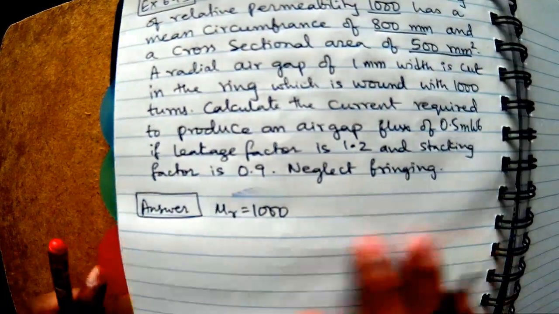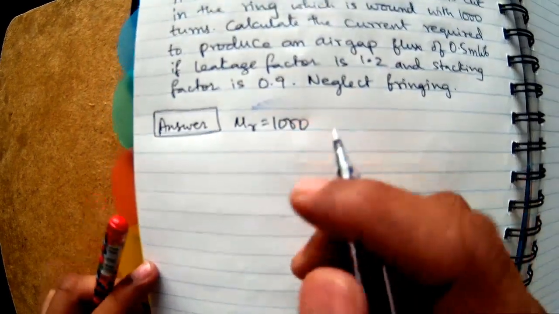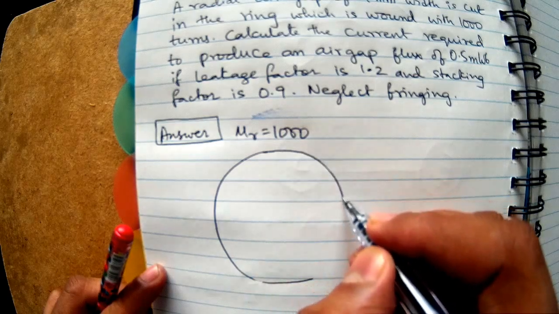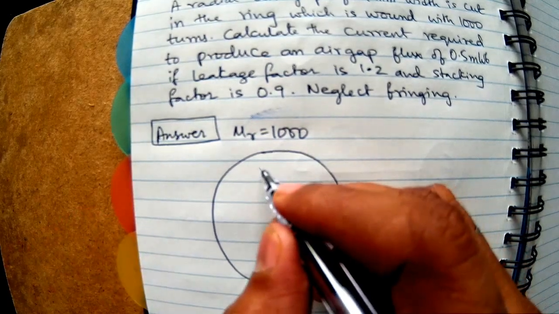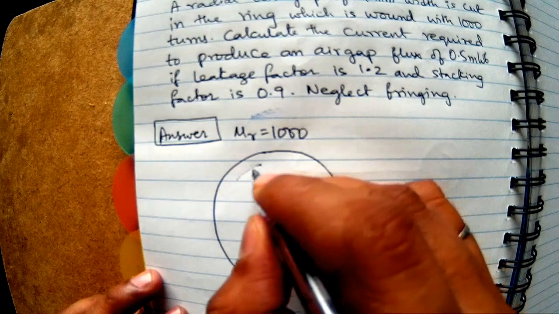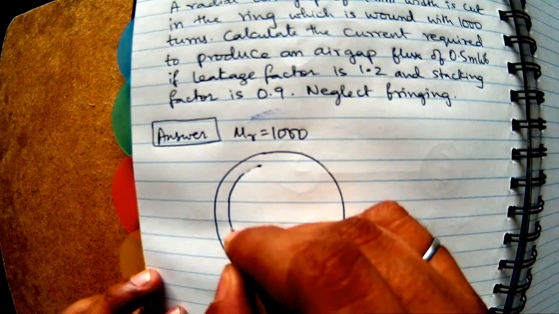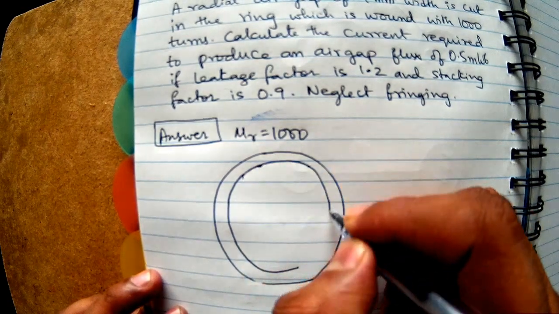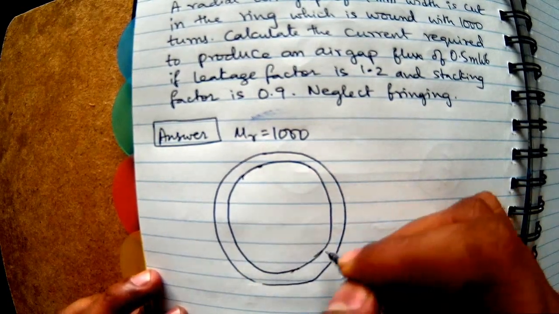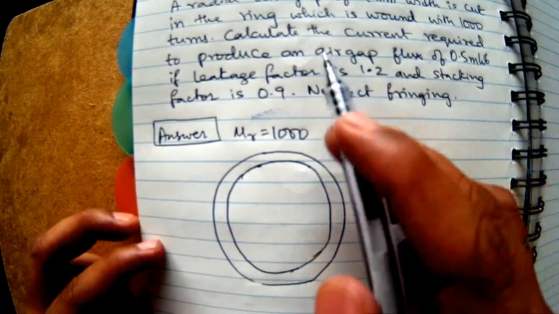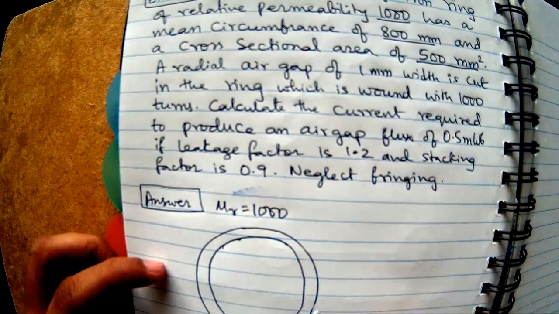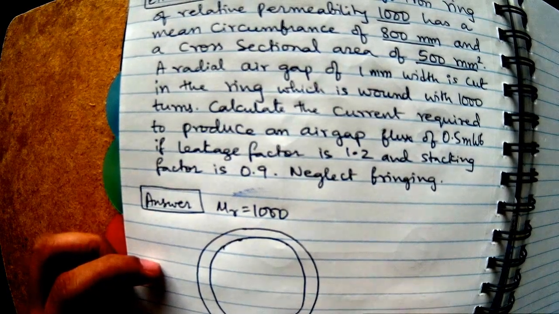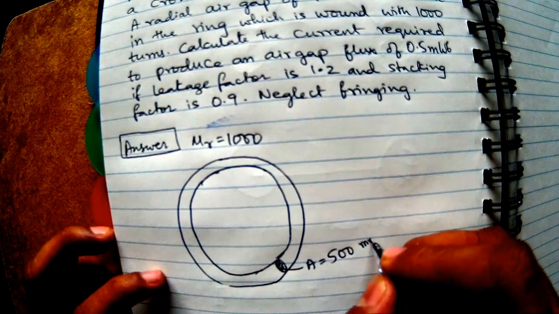So I think at this time I will draw the ring. So here is the ring. Let me draw it. So this ring has the cross section area of 500 mm square. So if I take a cross section area, A equal to 500 mm square.